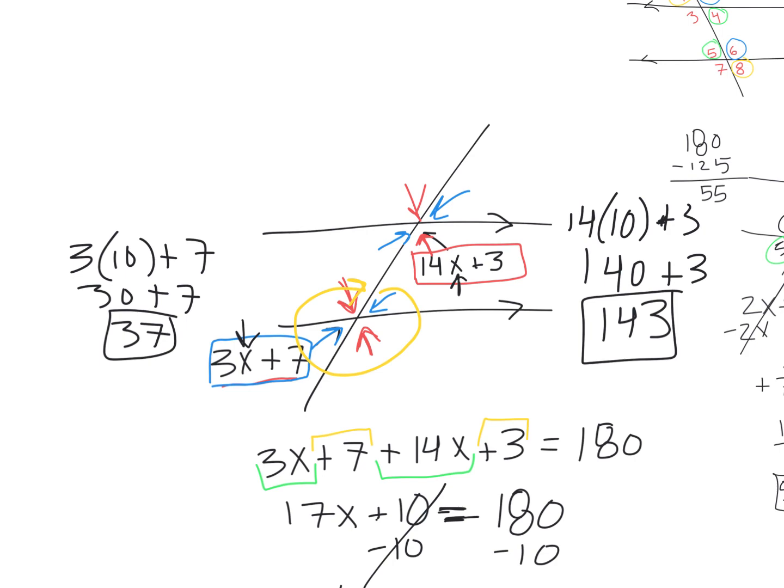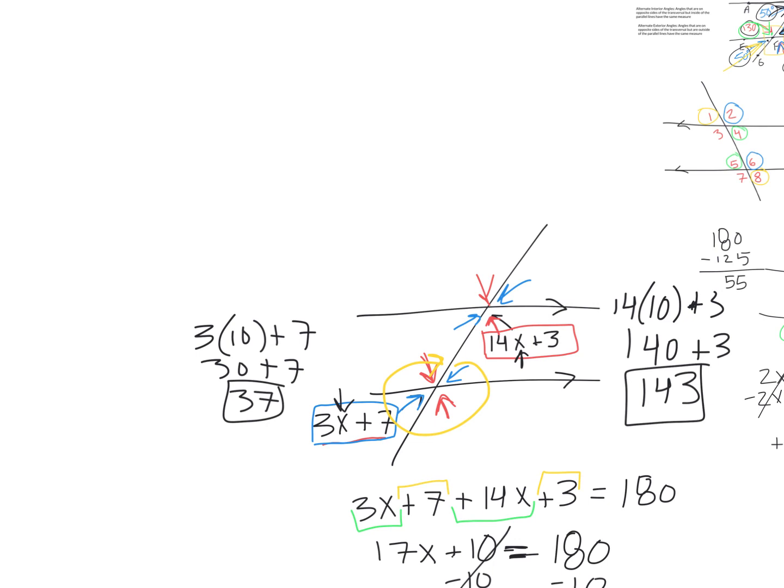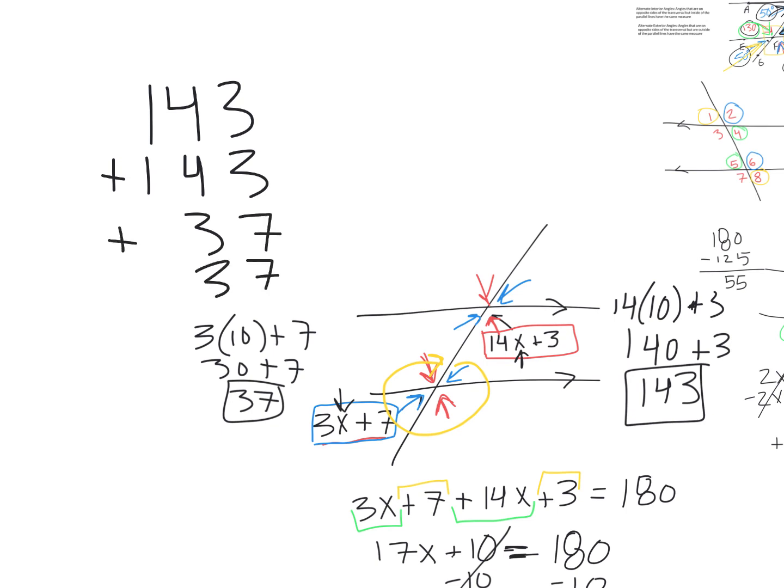Let's try that really quick. We know that we have 143 degrees on this one, plus another 143 degrees, and then we have 37 degrees. So let's try to add all of this up. So 7 plus 7 is 14, plus 3 is 17, plus 3 is 20. So I have a 0, carry my 2. 2 plus 4 is 6, plus 4 is 10, plus 3 is 13, plus 3 is 16. Put down my 6, carry my 1. 1 plus 1 plus 1 is 3, and I do get 360.